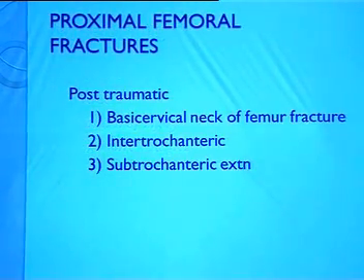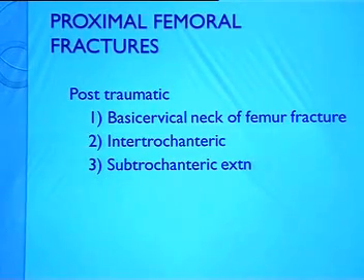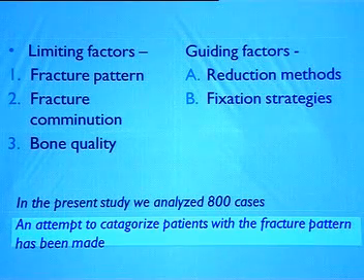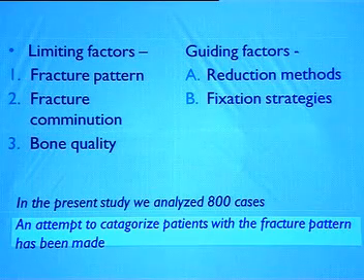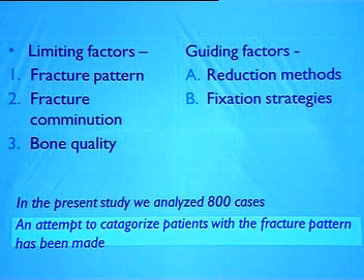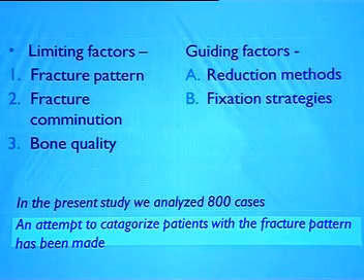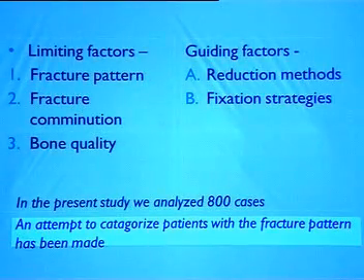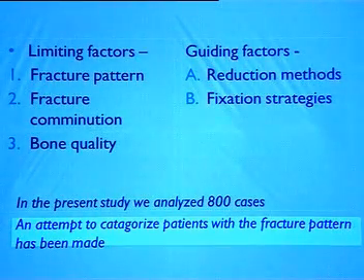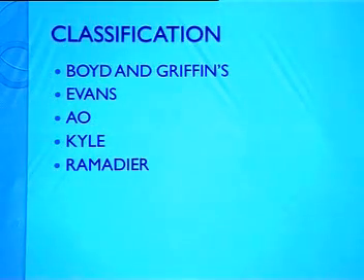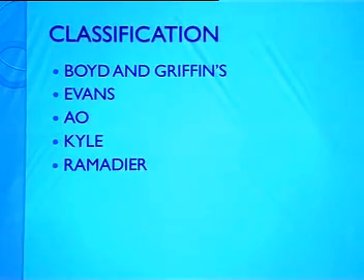The proximal femoral fractures we include are the post-traumatic subcapital fracture neck of femur, intertrochanteric fracture, and the fracture with intertrochanteric to subtrochanteric extension. We had two things in our hand: one was the limiting factor, another was the guiding factor. The limiting factor was the fracture pattern and fracture combination, which was very unique to our set of people, and the bone quality, which is severely osteoporotic, as we are in a zone of endemic fluorosis. The guiding factors were the reduction methods and the fixation strategies. We use only 4 strategies: DHS, DCS, recon, and the proximal femoral locking plate. These are the existing classifications which we already know: Boyd and Griffin, Evans, AO, Kyle's, and Ramadier.